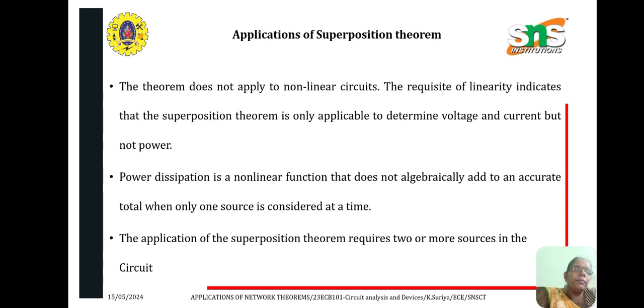This theorem does not apply to nonlinear circuits. The requisite of linearity indicates that the superposition theorem is only applicable to determine voltage and current but not power. Power dissipation is a non-linear function which does not algebraically add to an accurate total when only one source is considered at a time. The application of superposition theorem requires two or more sources in the circuit.